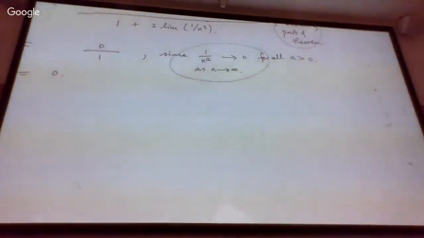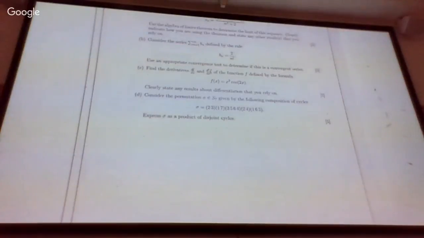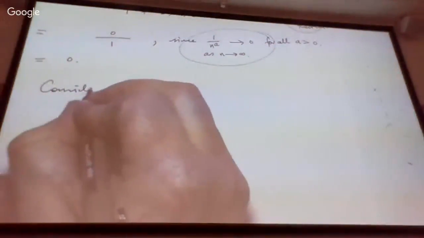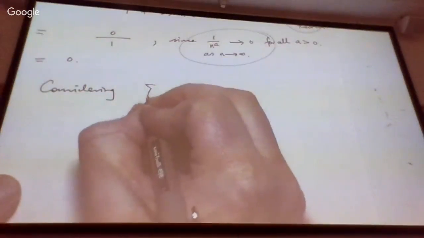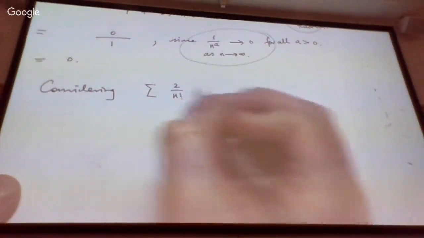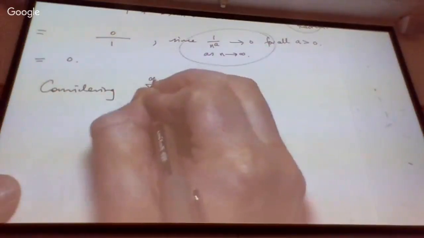And especially when you're confronted with a situation here, I mean, you're not given any further direction, you're just told use a test. Okay? So how do we do this? Okay, so we're considering the sum of 2 over n factorial, n equals 1 to infinity.